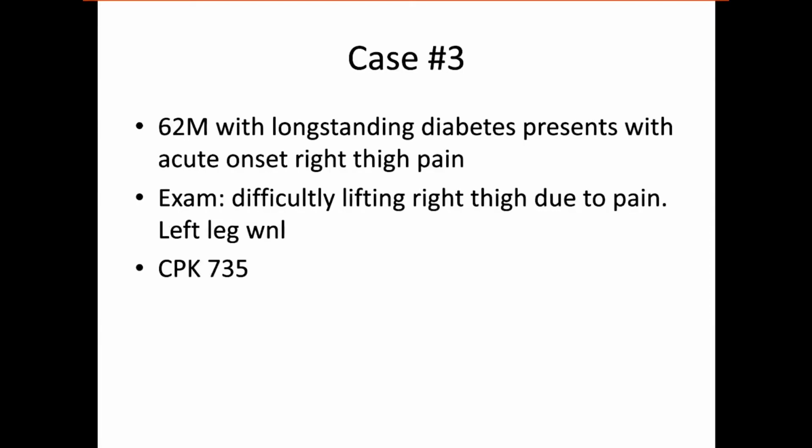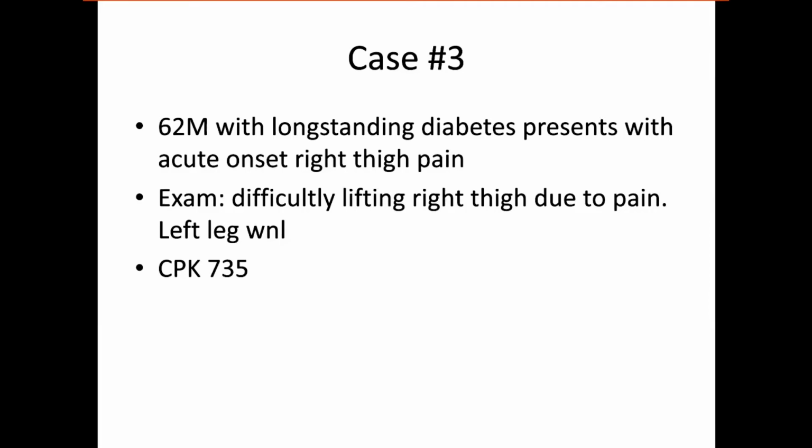All right, case number 3. So a 62-year-old male, he has long-standing diabetes, and he's presented with acute onset of right thigh pain. So he reports that he was sitting on his bed, and then I'm trying to remember this case. This is actually a real case that we had. Sitting on his bed, and as he's standing up, he suddenly developed severe pain in the right thigh. So he came in the hospital because of this, and he had difficulty ambulating.